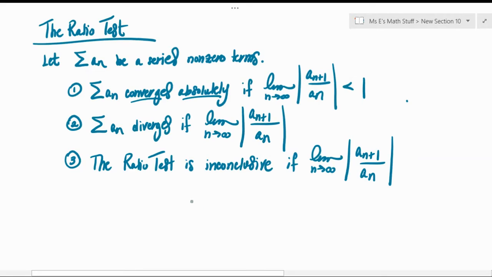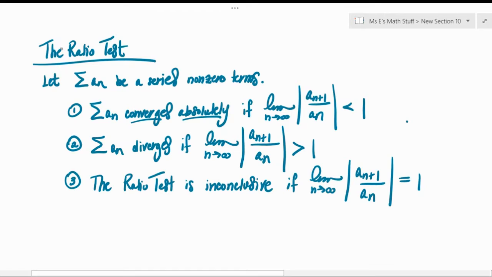All right, let's go through it. So the sum of all the a sub n's will diverge if the limit as n goes to infinity of the absolute value of a sub n plus 1 over a sub n is greater than 1. But if that exact same limit value is equal to 1, then the ratio test would be inconclusive, as in we wouldn't be able to say whether the sum converges or diverges.